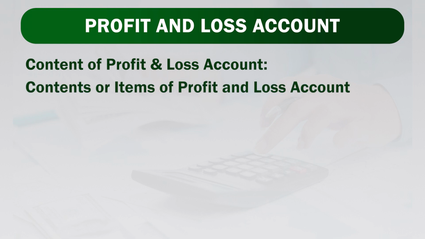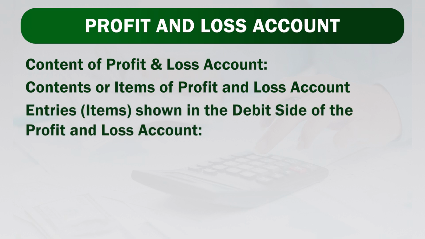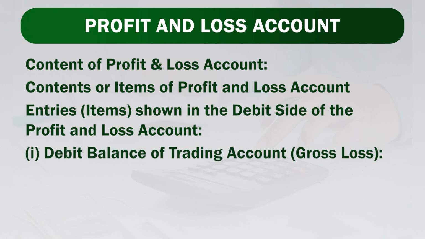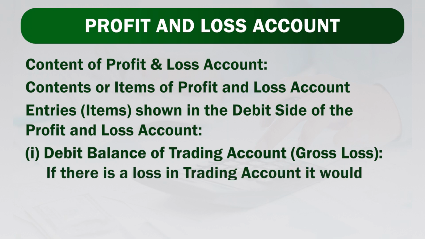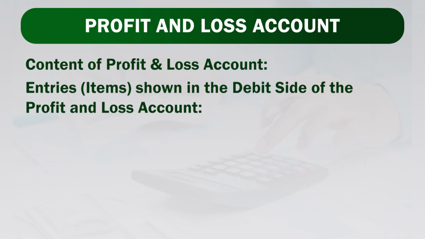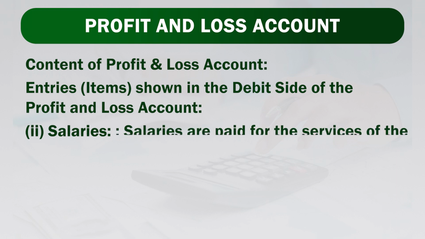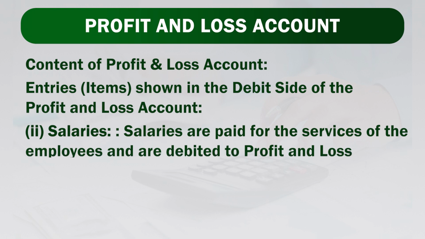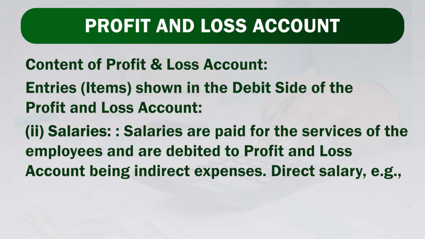Content or items of profit and loss account means the entries or items shown in the debit side of profit and loss account. The very first item is debit balance of trading account, means gross loss. If there is a loss in trading account, it would appear at debit side of profit and loss account. Second is salaries. This is very important point friends, we will see subsequently. Salaries are paid for the services of the employee and are debited to profit and loss account, being indirect expense.